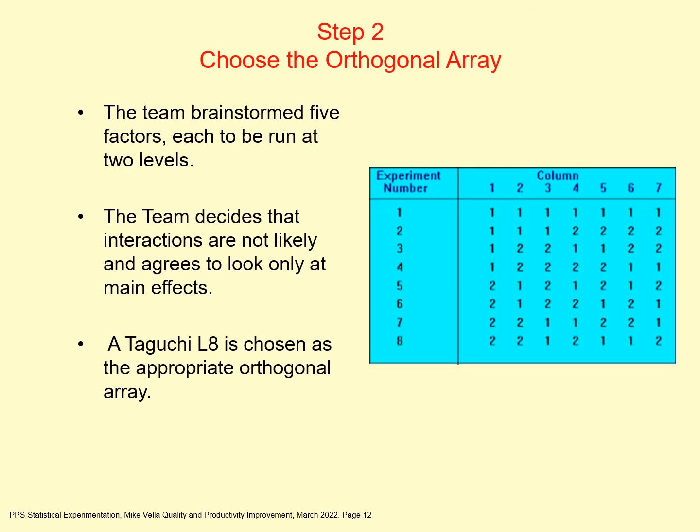Again, the team brainstorms 5 factors, each to be run at 2 levels. The team decides that interactions are not likely for this experiment and agrees to only look at the main effects. And a Taguchi L8 is chosen as the appropriate orthogonal array. The L8 has the ability to evaluate as many as 7 factors in 8 trials.